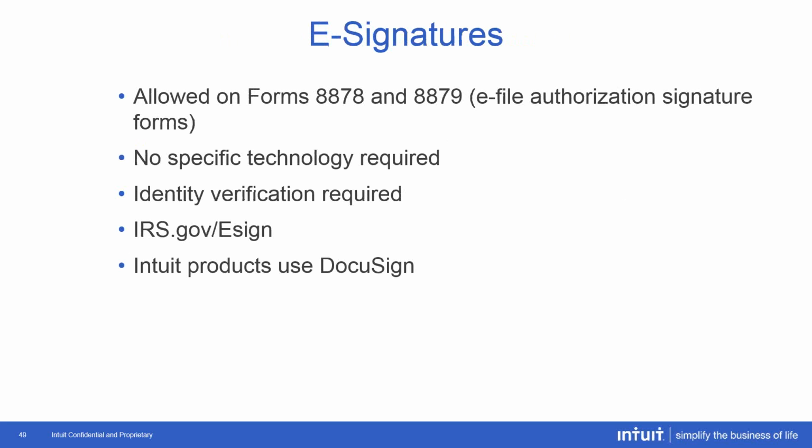Electronic signatures allowed on forms 8878 and 8879, the electronic filing authorization signature forms, in an effort to reduce office expenses and the burden on preparers and taxpayers. No specific technology is required. Identity verification is required. And you can find more information on irs.gov/eSign. Intuit products will use DocuSign for electronic signatures as a vendor this year, and it's incorporated into all of our tax products.